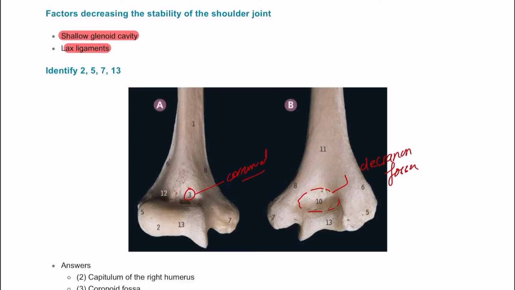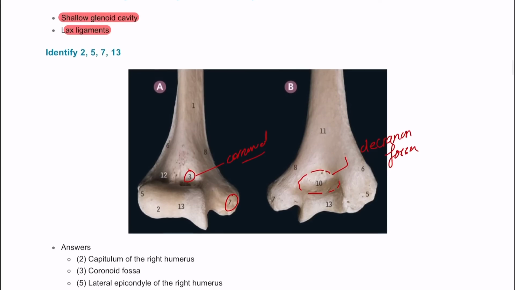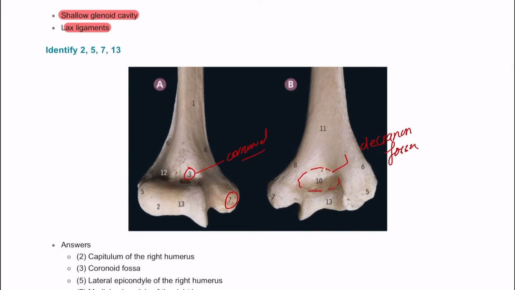And then you have the capitulum and the trochlea. But before identifying this, try to identify the medial and lateral epicondyle first. The lateral epicondyle usually is less evident than the medial epicondyle. So look at number 5. This is the lateral epicondyle, and number 7 is the medial epicondyle. Obviously, this is from anterior, and this one is posterior.